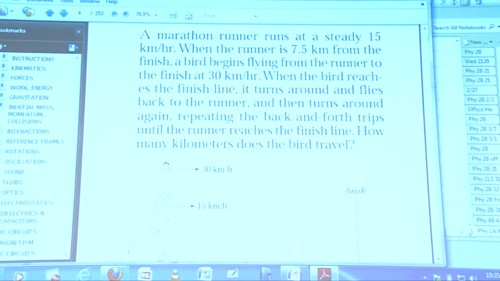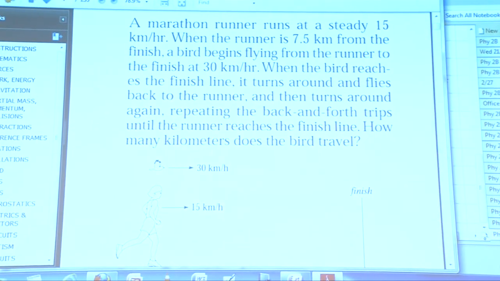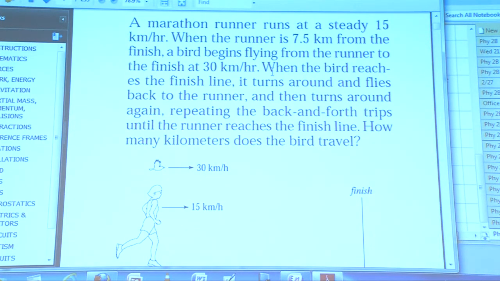We've got our runner running 15 km per hour. Our runner is 7.5 kilometers from the finish line, and a bird joins the runner. The bird's moving twice as fast. And what does the bird do? The bird just mocks the runner by flying to the finish line, turning around, flying back to the runner. Flying back to the finish line, turning around, flying back to the runner. And it keeps flying back and forth between the runner and the finish line as the runner moves.